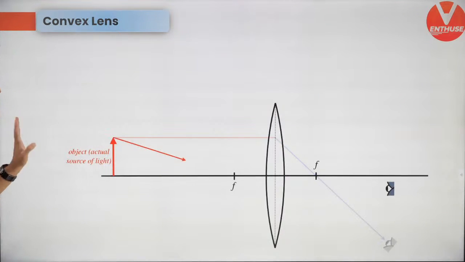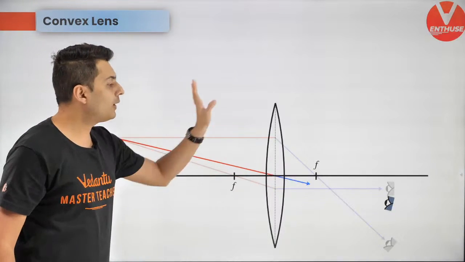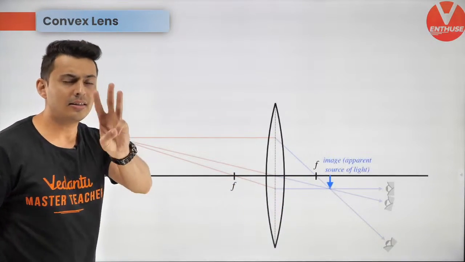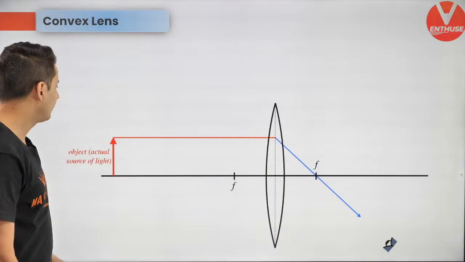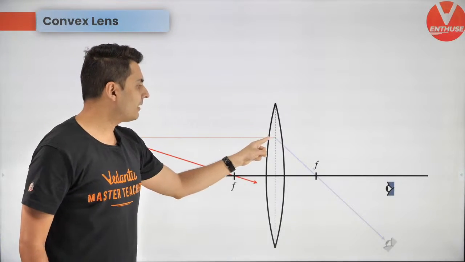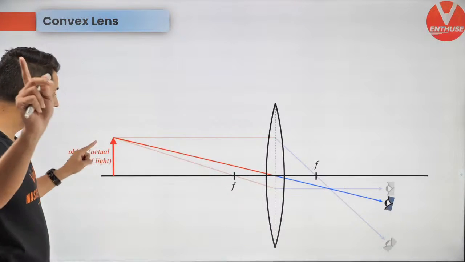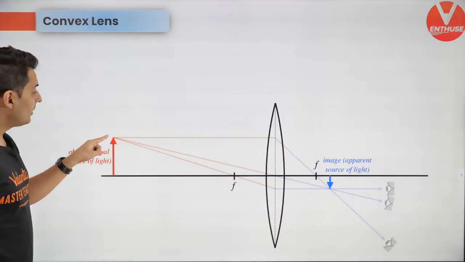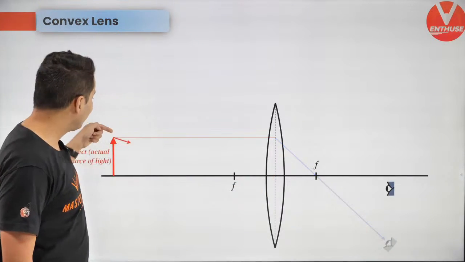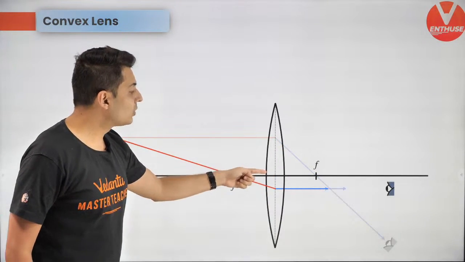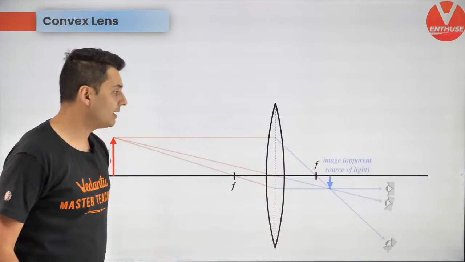Next up, if you keep an object anywhere, how do you find the image using a ray diagram? There are three simple rays that you can draw to figure out the image, and you would have done this in 10th standard. You draw a ray which goes parallel. After the lens, it goes through the focal point. That's one ray. Another ray that you can draw is one passing through the pole. If a ray goes through the pole, then it goes undeviated. That's the second ray. Like you can see over here, the ray through the pole goes undeviated.